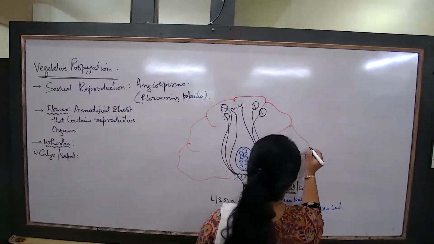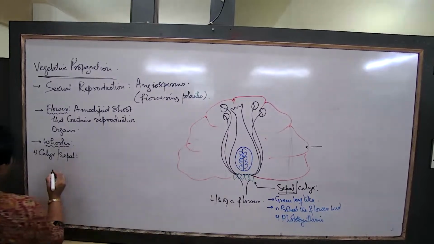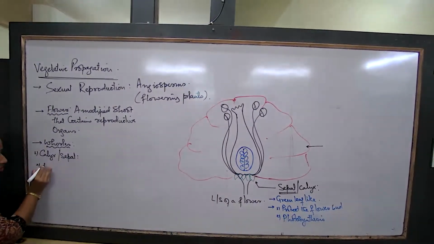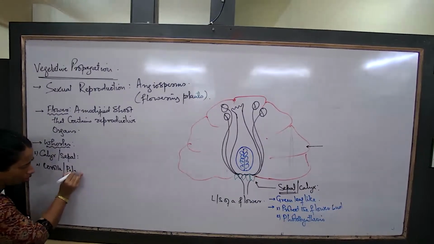Next, we talk about the second whorl. What is the second whorl known as? The second whorl is known as the petals, or also known as the corolla. Petals or corolla.